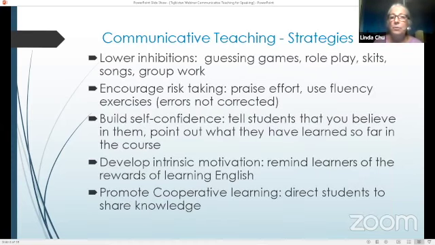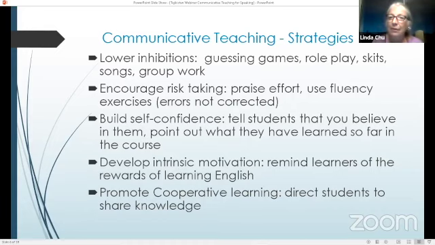So for the first one of lowering inhibitions, what's better than games and role plays and songs and group work? This kind of activity, even though it is a learning activity, is learning in a way that creates an environment for students to be more comfortable and to work together with other students. We're encouraging risk-taking. What are we going to do there?